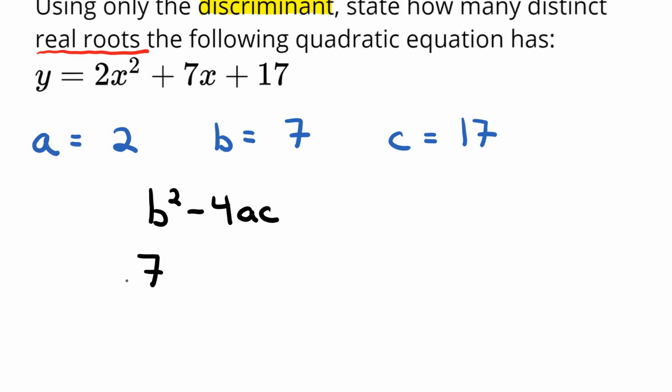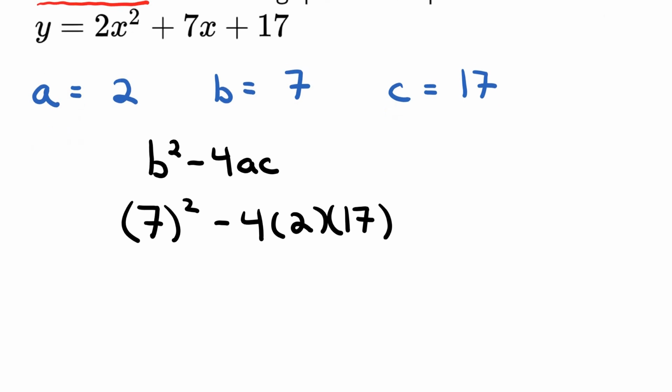Okay, so this would be 7 squared in brackets minus 4 times 2 times 17. And just by looking at the numbers here, if you want, you can go to a calculator to figure out these numbers. Let me get my calculator here as well. So, 7 squared is 49, obviously. And then if we do 4 times 2 times 17, I get 136. And then if I subtract those two numbers, I get negative 87. And clearly negative 87 is less than 0, right?